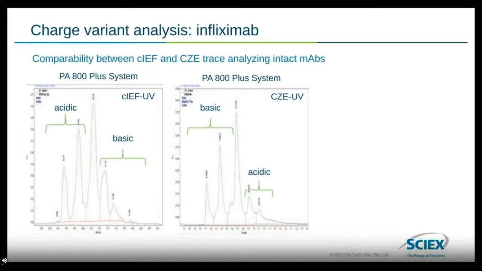So here's a more detailed look at the profiles. Some of you may be familiar with capillary isoelectric focusing, which is a detailed analysis of the product and shows the acidic and basic variants, as well as determines the isoelectric point. And how does that compare to the CZE? Well, it's basically a mirror image. In cIEF, the acidic modifications come out before the main peak and the basics come after, but with CZE, the basic variants elute first, and then the acidic are following.